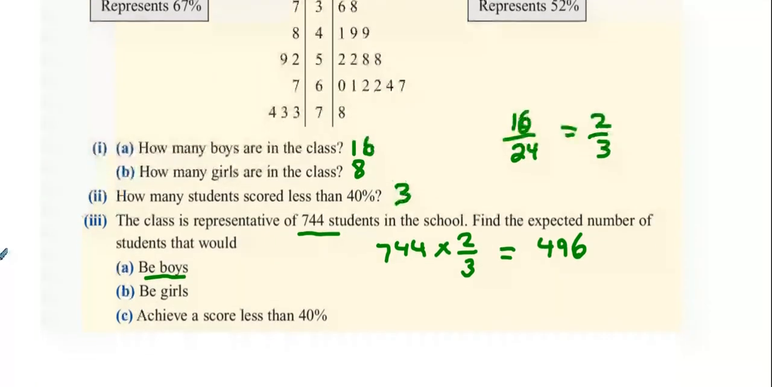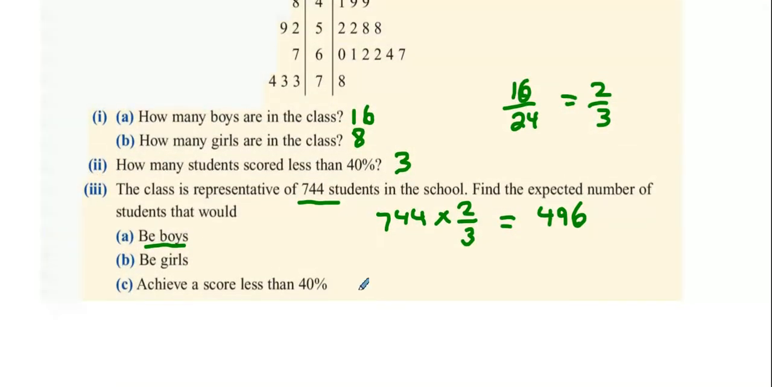Okay. Now, girls. How many girls are there? 744 multiplied by 1/3, which is? Anybody? 248. Done.